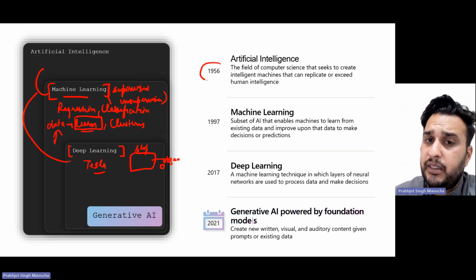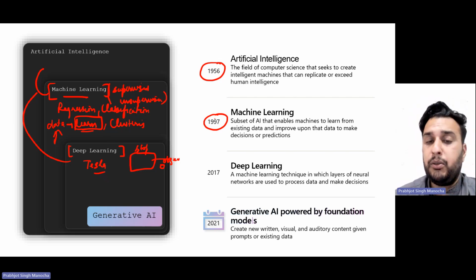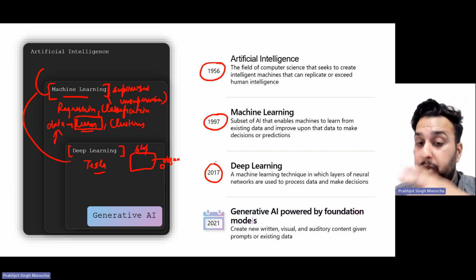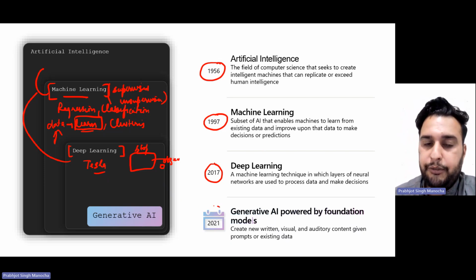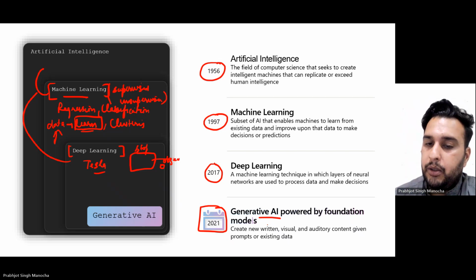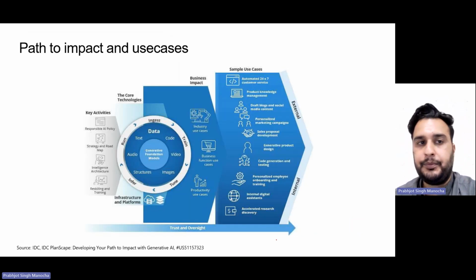So artificial intelligence has been with us since 1956. Then machine learning came into existence in 1997, and then in 2017, deep learning came. And now from 2021, yes, generative AI powered tools are here, which can create new written, visual, and auditory content based upon prompts or existing data.